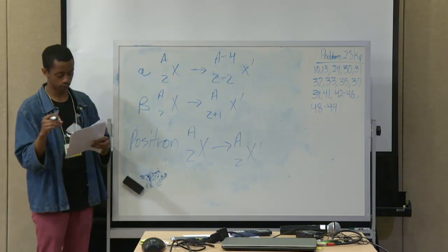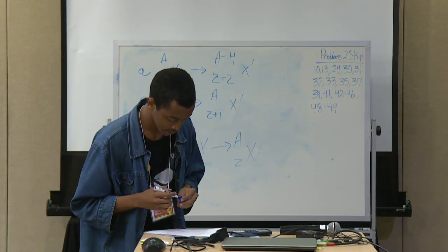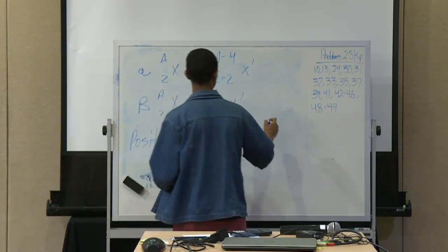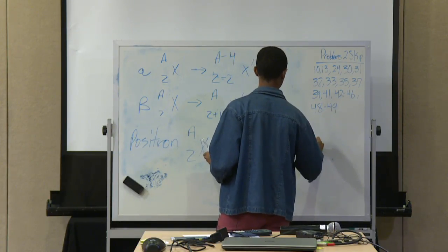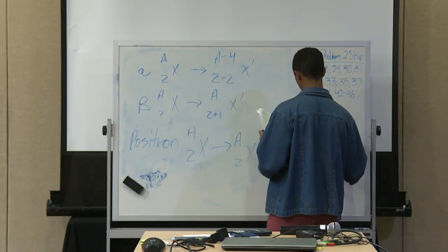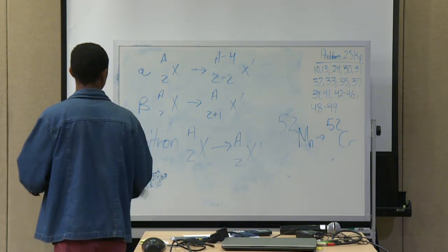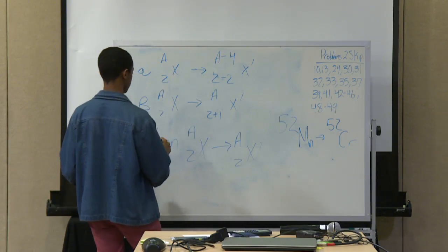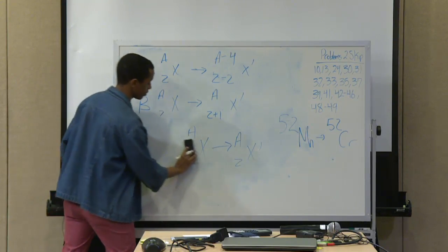Cool? So let's look at the choices here. It goes from 52 Mn to 52 Cr. Cool? Oh, I forgot to do gamma. All right. Just remember that positron is the same stuff, it just looks different, because I'm going to write gamma right there.